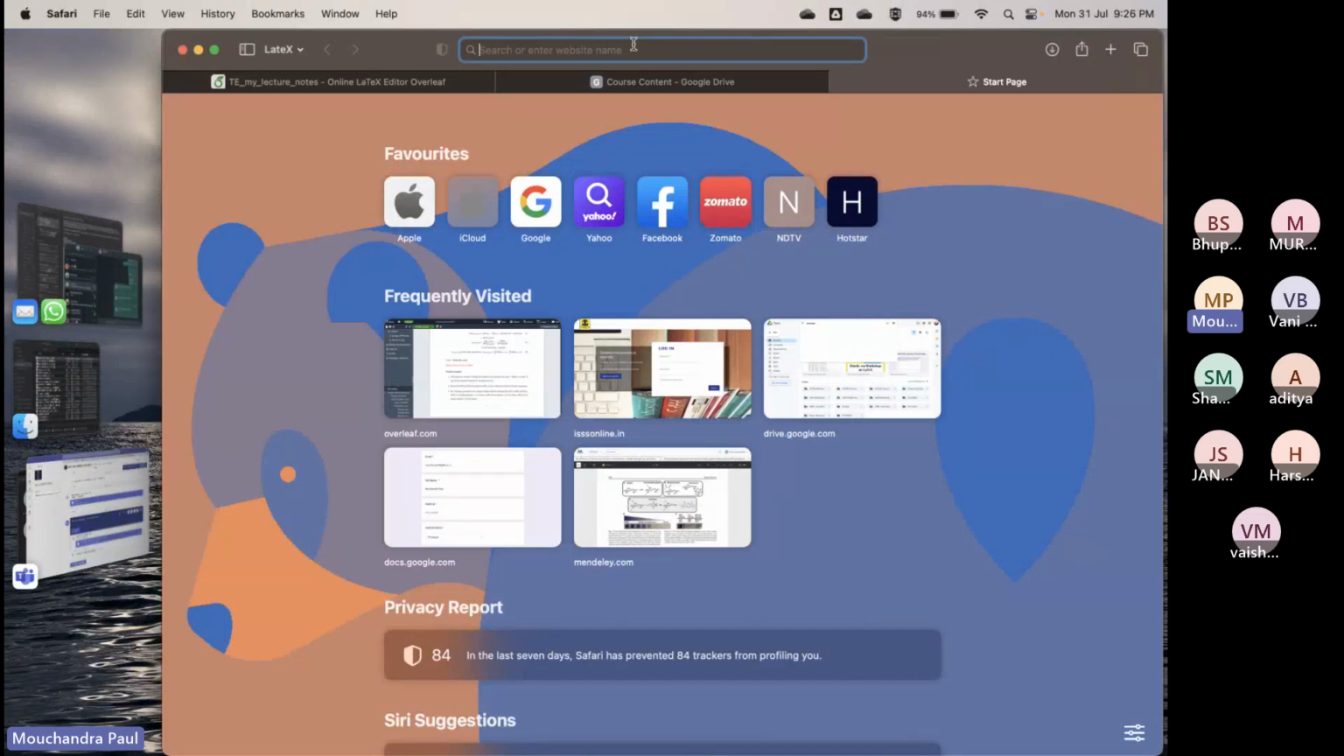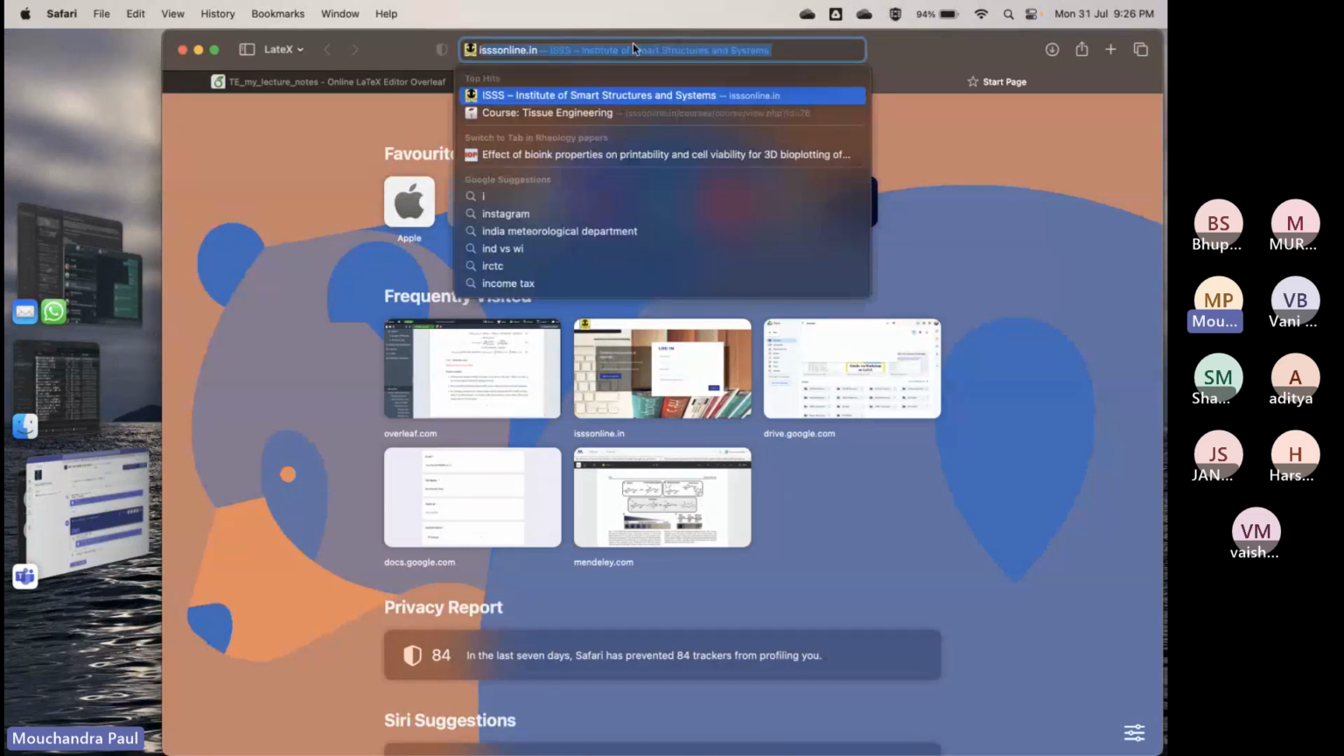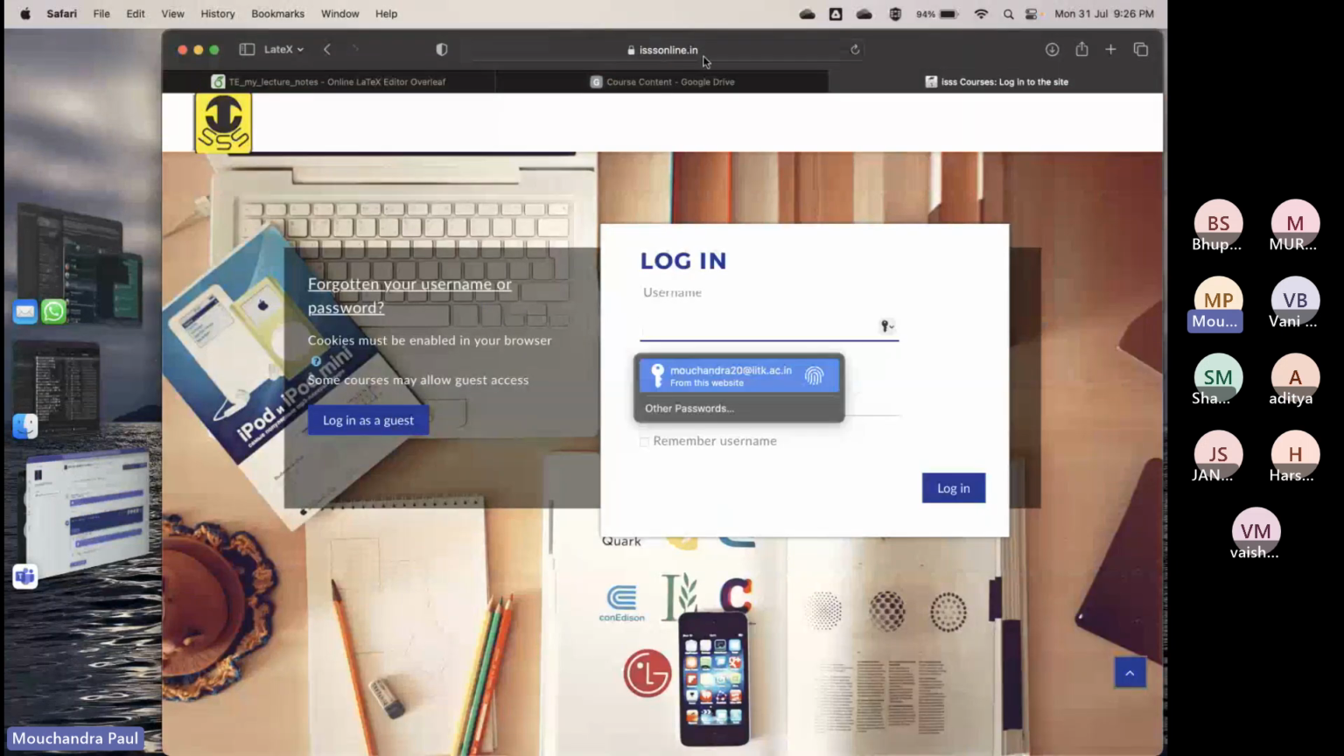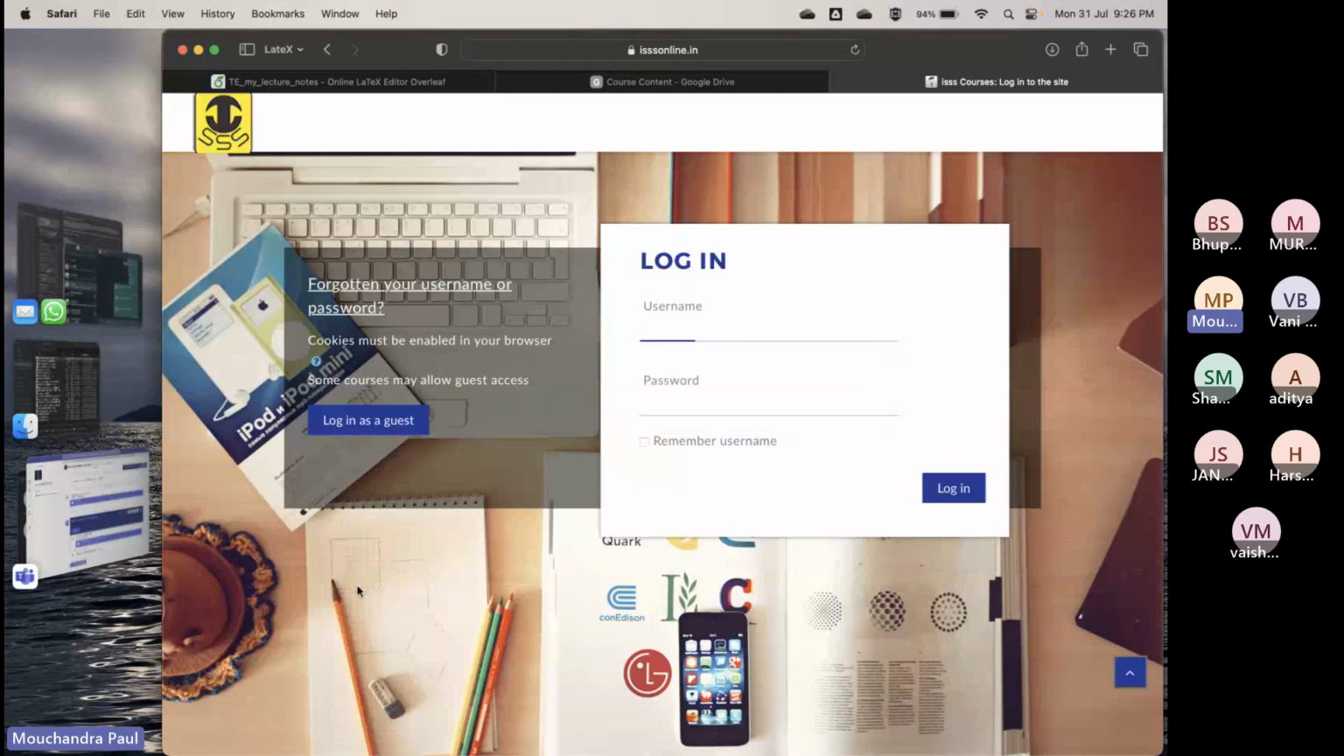So if you go to ISIS, this particular link, issonline.in, this kind of page will open up for you. Have any of you been able to open this page on your computer? Can I get a yes or no?